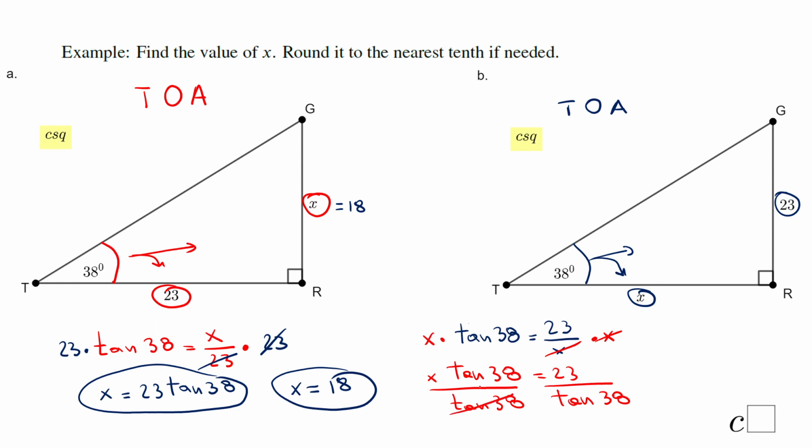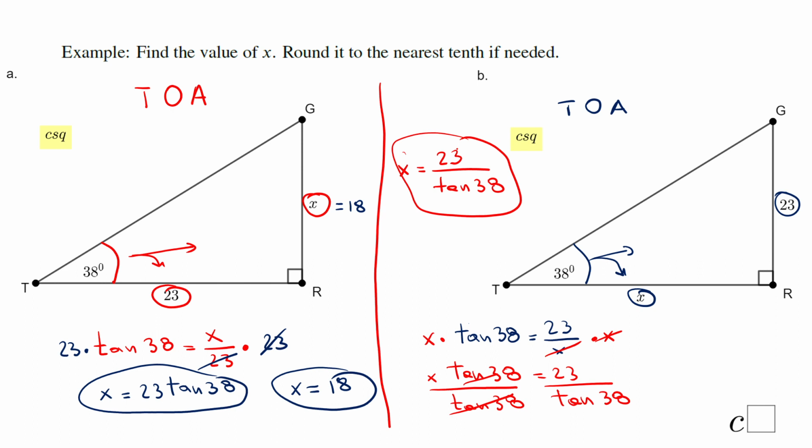So we have the exact answer. x is 23 over tangent of 38. Now if you need to evaluate, again the calculator, 23 divided by tangent of 38. I end up with 29.43, so I will round it to the nearest tenth, and that will be 29.4.